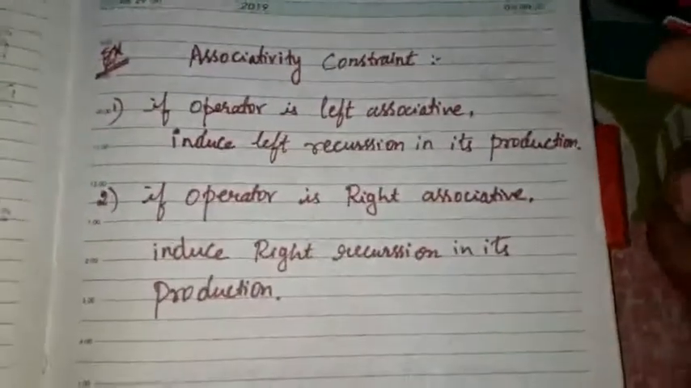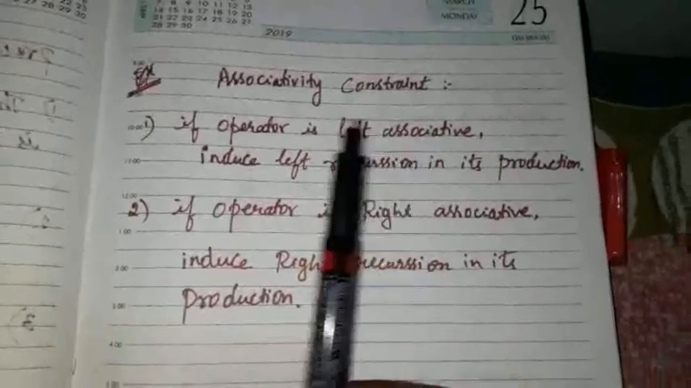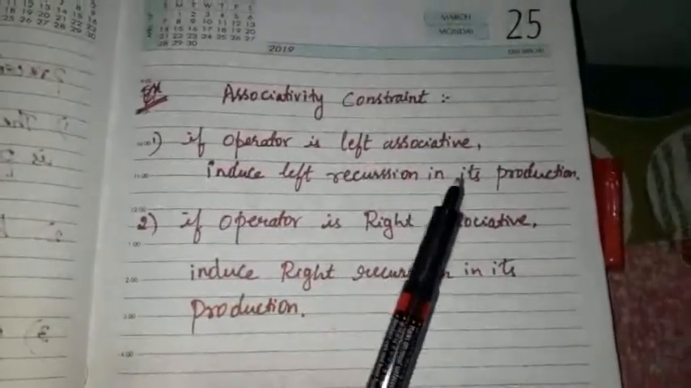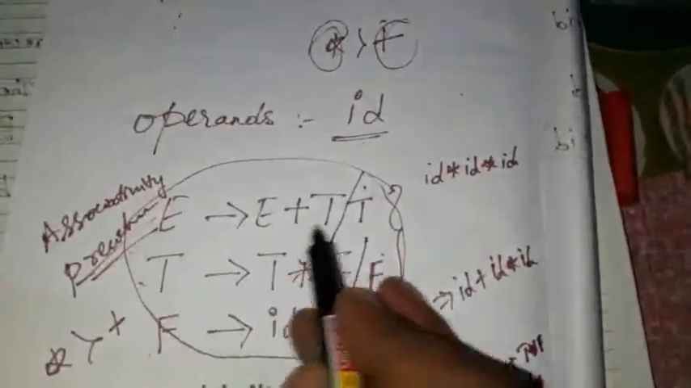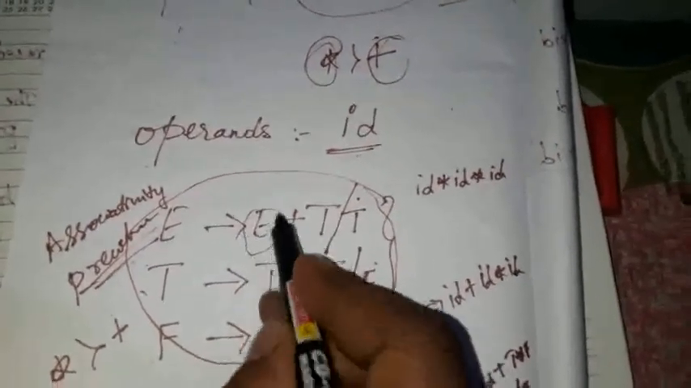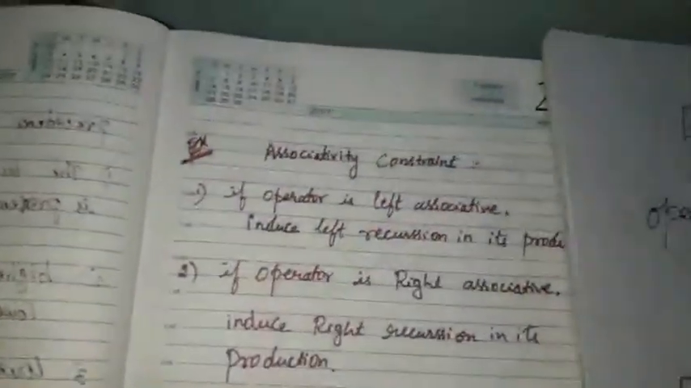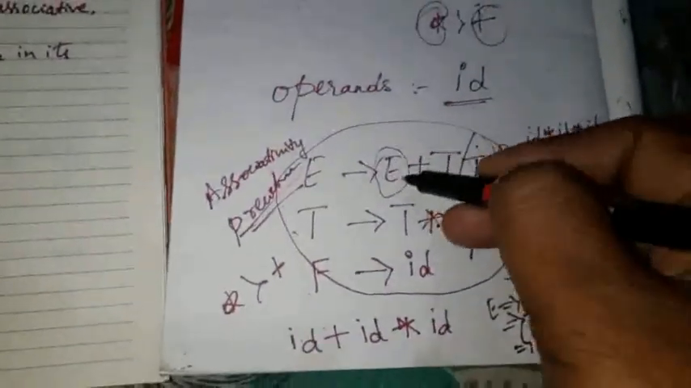Next, we will go to the associativity rule. What the associativity constraint says is, if the operator is left associative, induce left recursion in its production. See here, for both plus and minus, we have considered it is left associative. That's why while writing the production, I have taken E tends to E plus T. What is this? This is left recursion. That is, this line can grow towards the left side.